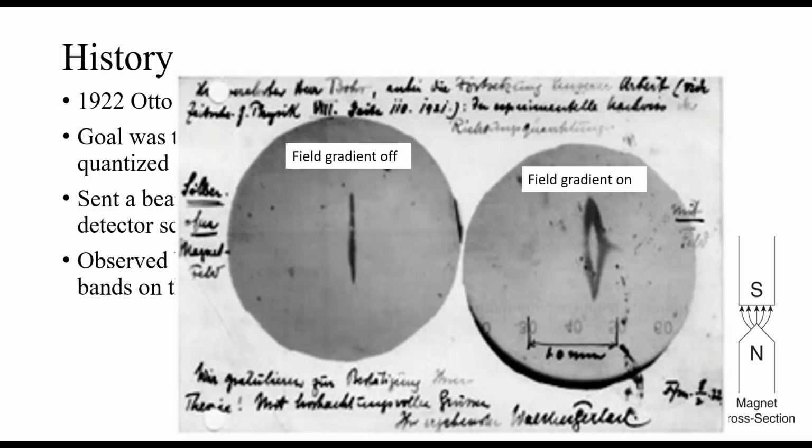But anyway, so that's what they saw. You throw a beam through a magnetic field gradient, and what you got was a splitting of that beam into two distinct spots, two deflections, not a continuous broadening or anything like that.